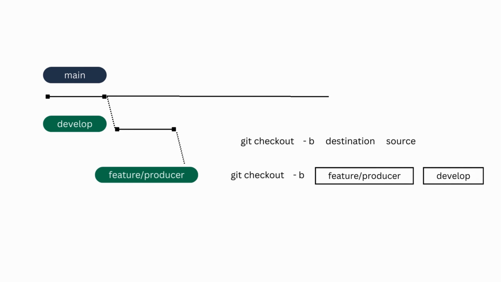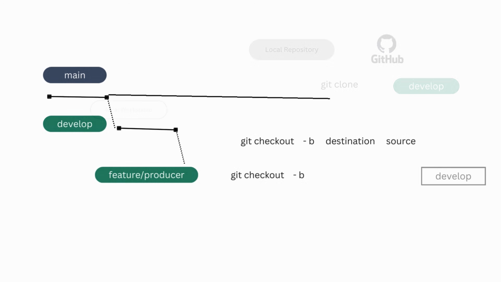As develop will be the main source branch and multiple developers will be working simultaneously, we always create a feature branch from the develop branch. So how do we create a feature branch then? We have two options. First, we can use git checkout -b destination source, where -b denotes new branch creation from the source branch to the destination branch, and it will also check out that branch in the local directory. Here we are creating a branch called feature/producer from the develop branch.